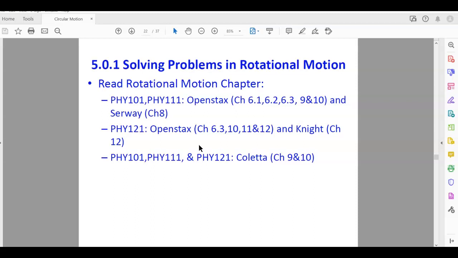So again, if you haven't done the reading, please do so. Here are the OpenStax chapters for Physics 101 and 111, and Survey chapters as well. For Physics 121, here are the OpenStax chapters and the night chapters. And for everyone, 101, 111, 121, the collected chapters are 9 and 10. Okay?